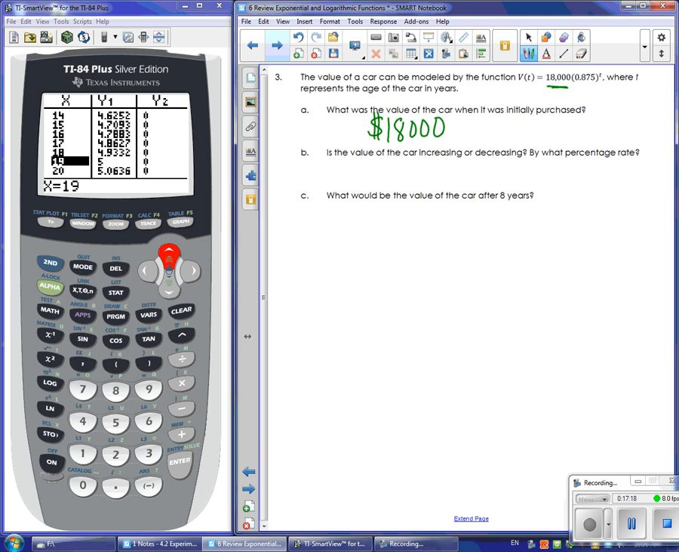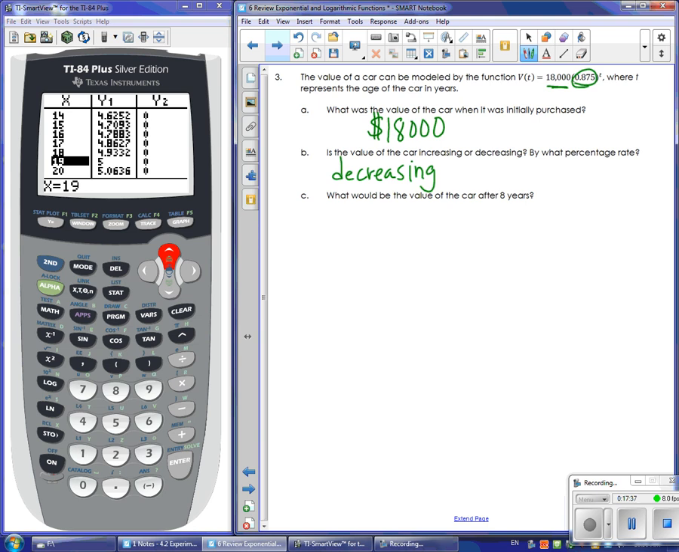The next question is asking if the value is increasing or decreasing. In this case, because my base is less than 1, I know that it's decreasing. But this is where you have to be careful, because it's not decreasing by 0.875. That's the percentage that remains. So 0.875 is the same as 87.5%. That's the value that is left.